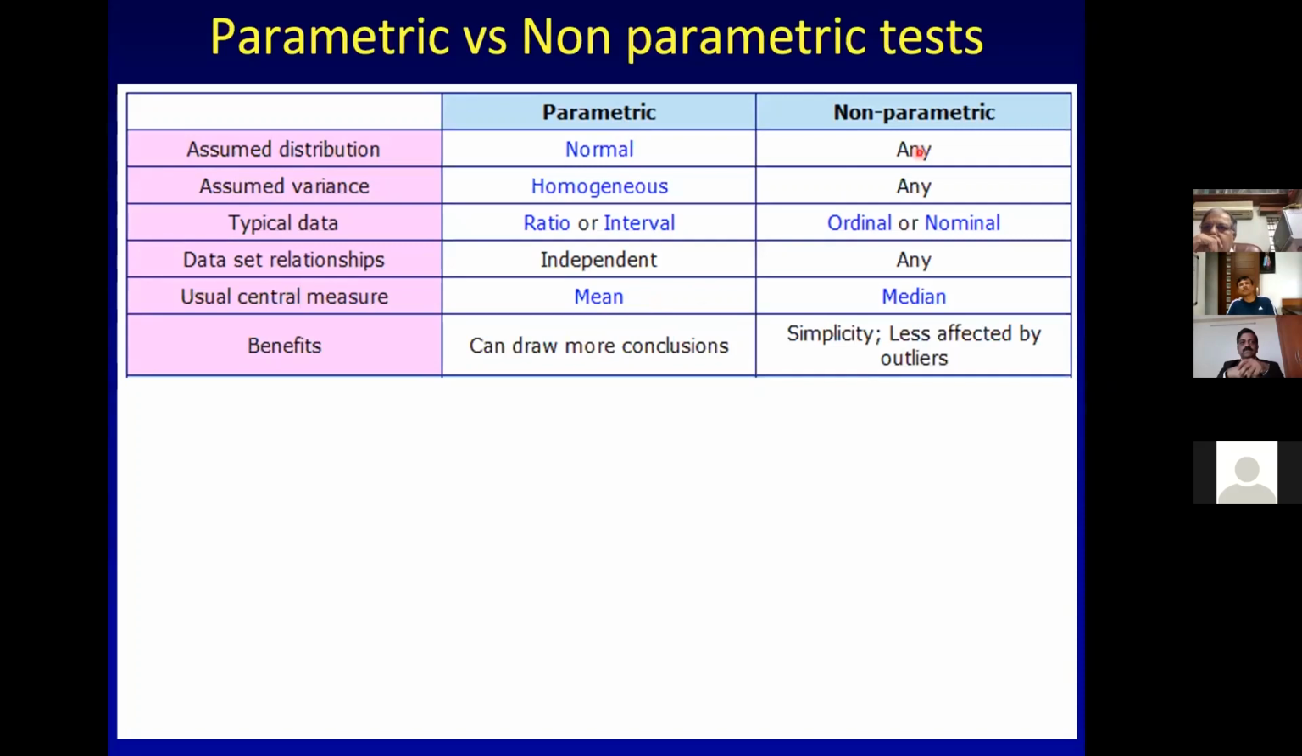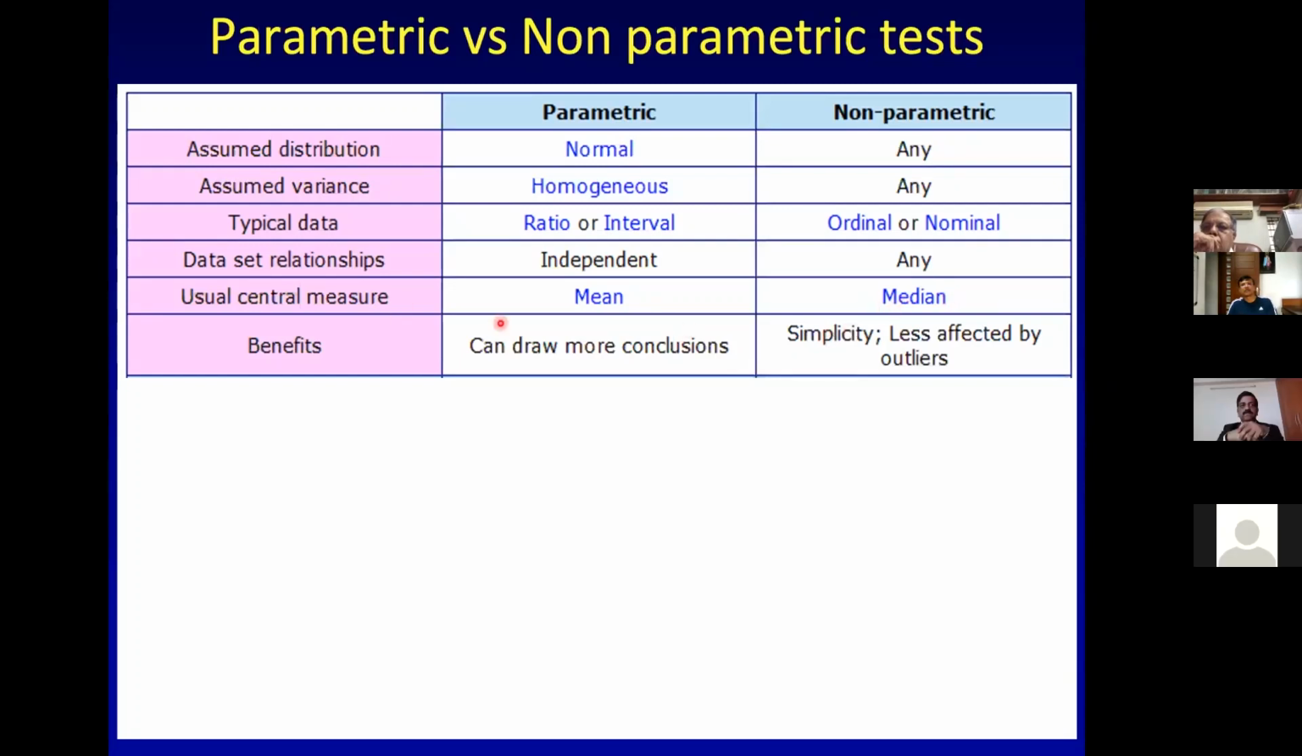Non-parametric, on the other hand, can be used with any type of distribution, even if it is skewed, if there are outliers, etc. And then when median is taken as the central measure, or for the average when we take median. And what are the benefits? Parametric is stronger, I would say, in common language, and we can draw more conclusions. Non-parametric, when we cannot do parametric tests, we use non-parametric, and we have a talk about non-parametric tests immediately after this, so I will not go more into that.